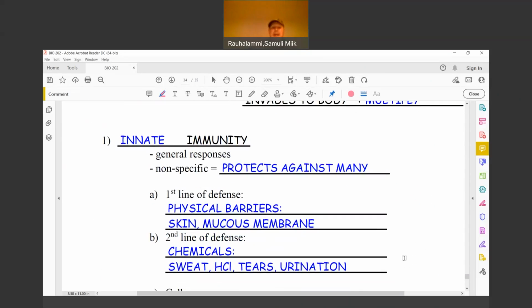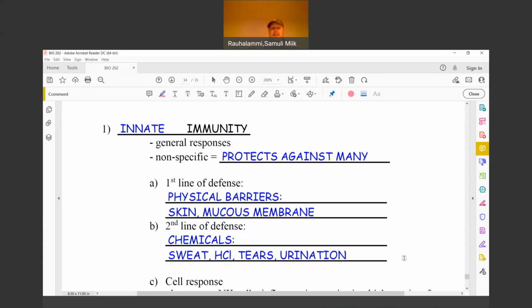So it was not as specific; it protected against many different types of pathogens. Innate immunity worked through different lines of defense. The first line of defense is to keep the pathogen out from your body. We can do this, for example, through establishing physical barriers, such as your skin or mucous membranes lining the oral cavity, nasal cavity, and so on. So let's not let the pathogen in at all. That would be a good strategy.